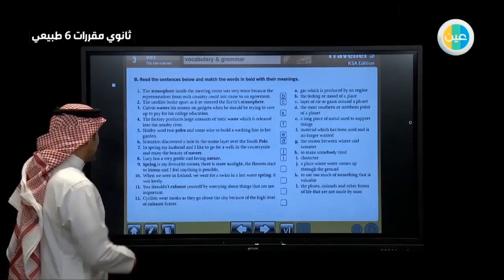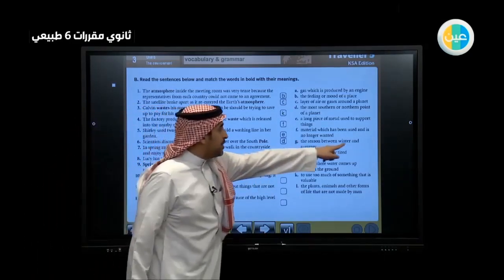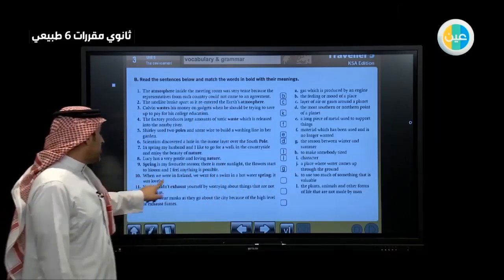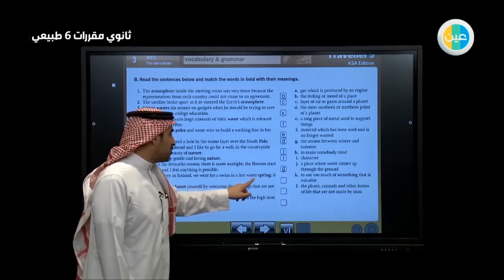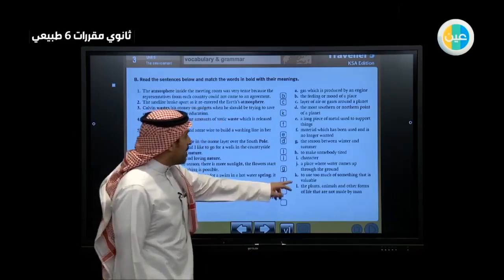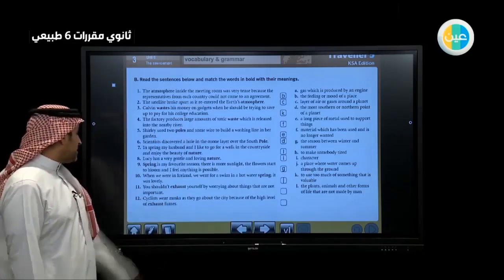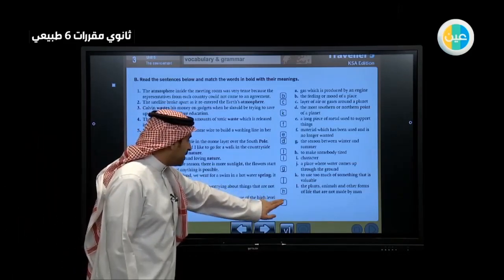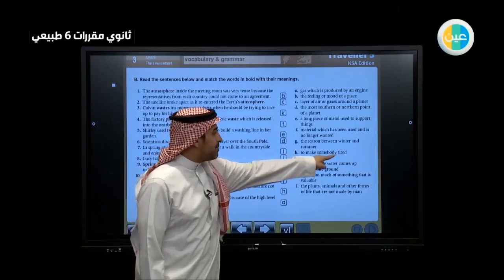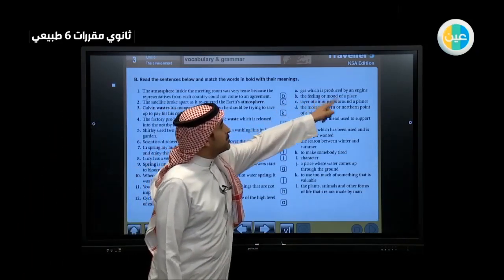Let's go to spring here. Spring is a season. We can find here G: the season between winter and summer. But spring, in another sentence: when we were on the island, we went for a swim in a hot water spring coming from the ground, a place where water comes up through the ground. Lastly, exhaust. We can find the answer here. Here, exhaust means to make somebody tired, as you know, and exhaust here means gas that is produced by an engine.